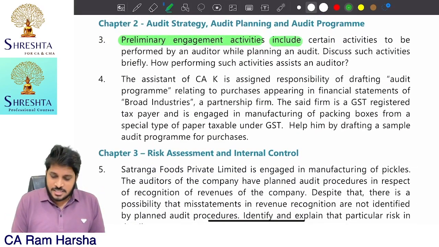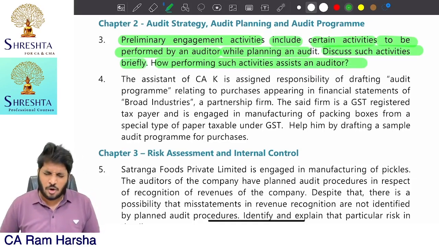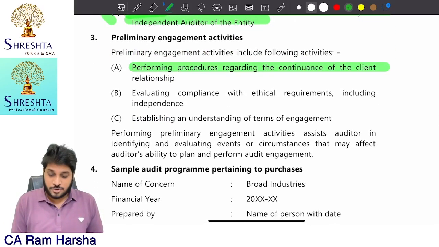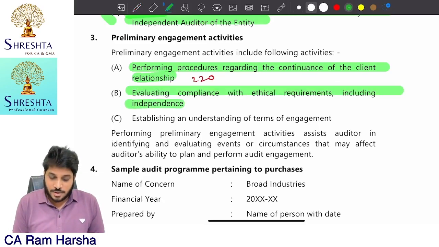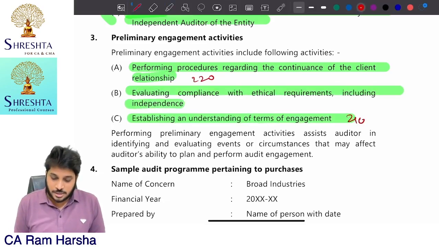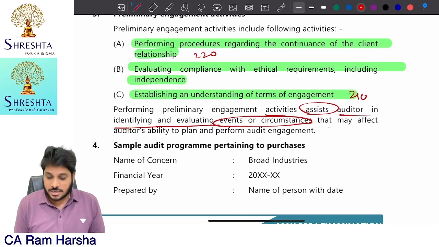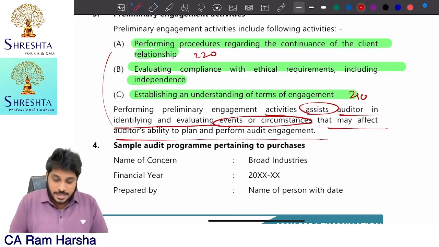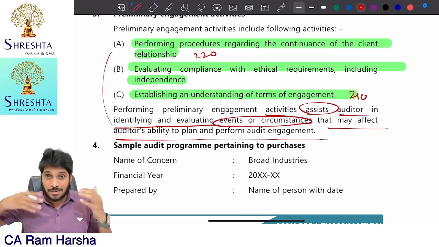Preliminary engagement activities include certain activities to be performed by the auditor while planning an audit. Discuss such activities briefly, and how performing such activities assists the auditor. Preliminary engagement activities: performing procedures regarding continuation of client relationship under SA 220, evaluating compliance with ethical requirements, and establishing understanding of terms of engagement under SA 210. These activities will help the auditor in identifying and evaluating events or circumstances that may affect the auditor's ability to plan and perform the audit. So by performing preliminary engagement activities, we will understand the events or circumstances so that our audit can be planned properly.